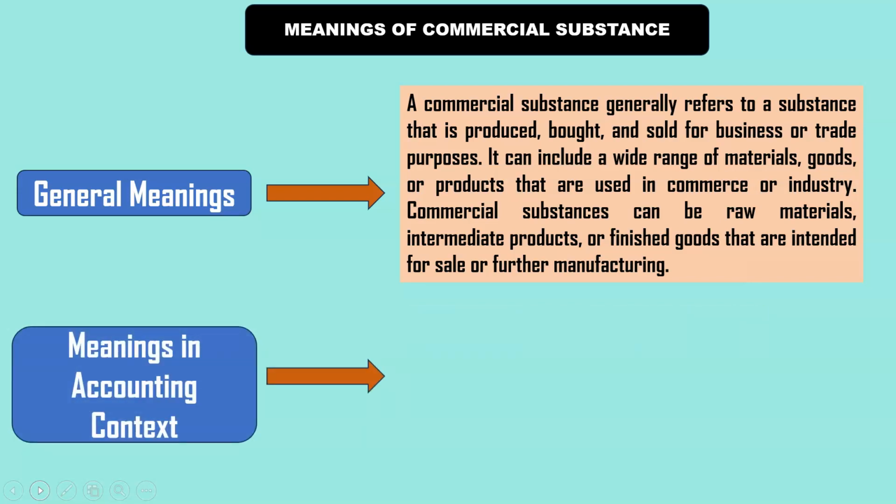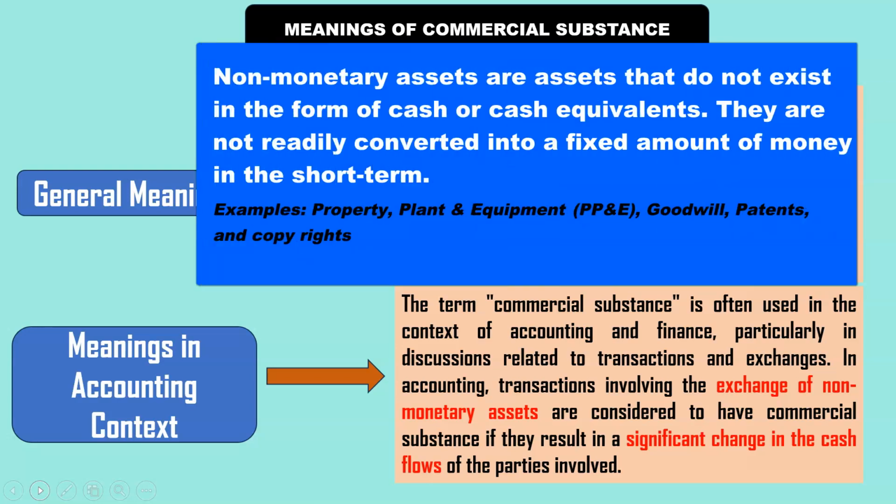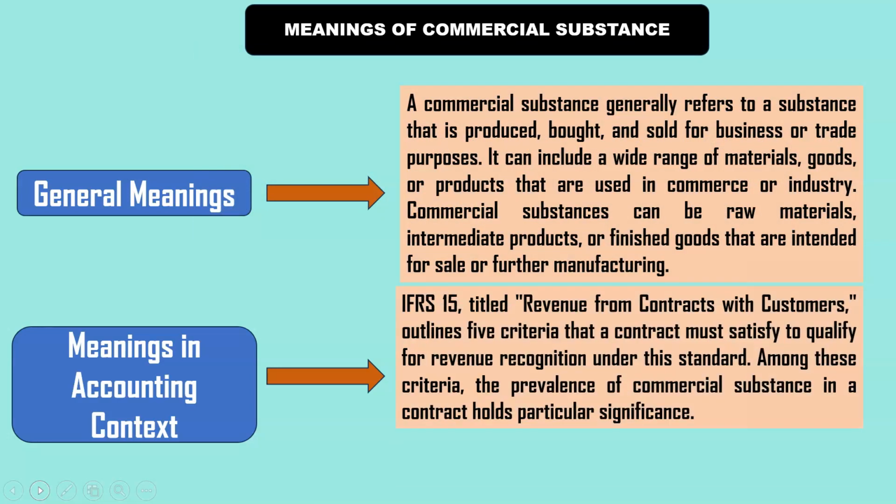Meaning of commercial substance in accounting context. The term commercial substance is often used in the context of accounting and finance, particularly in discussions related to transactions and exchanges. In accounting, transactions involving the exchange of non-monetary assets are considered to have commercial substance if they result in a significant change in the cash flows of the parties involved. IFRS 15, titled Revenue from Contracts with Customers, outlines 5 criteria that a contract must satisfy to qualify for revenue recognition under the standard. Among these criteria, the prevalence of commercial substance in a contract holds particular significance.